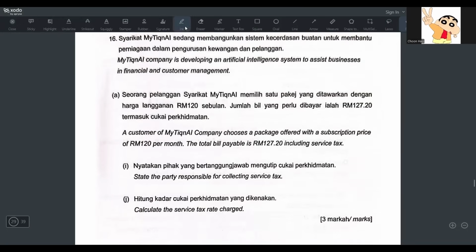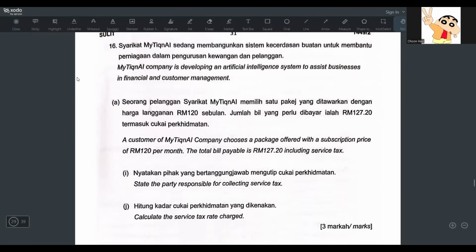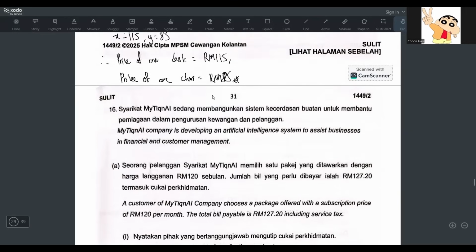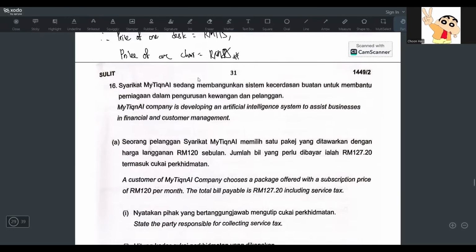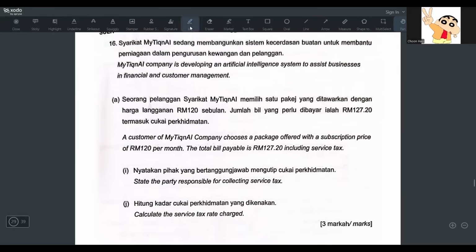Okay, let's continue. 16. So this one is section C, right? I don't know why they never write it here. They should write section C here, right? Okay, whatever. Let's do it. 16. Oh my God, how to pronounce this? My AI company. Okay, whatever. AI company is developing an artificial intelligence system to assist business in financial and customer management. I still don't know which chapter this is.